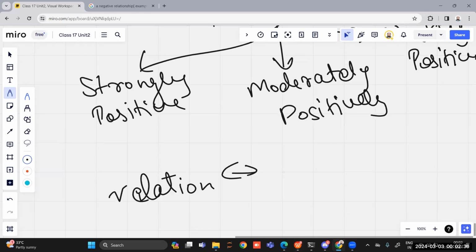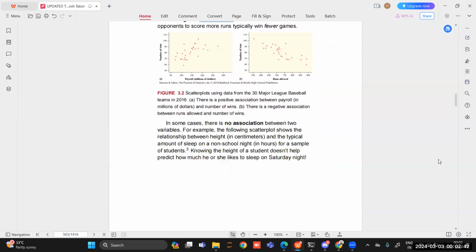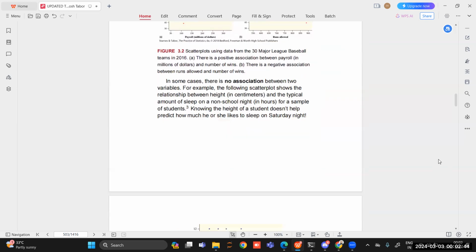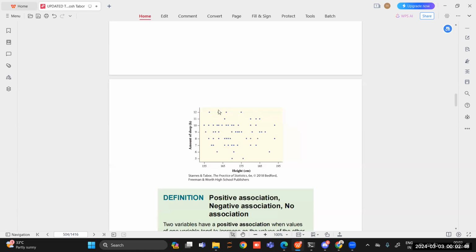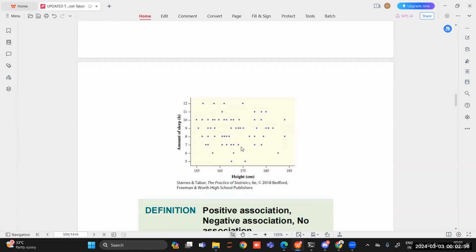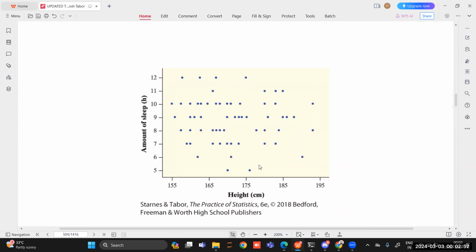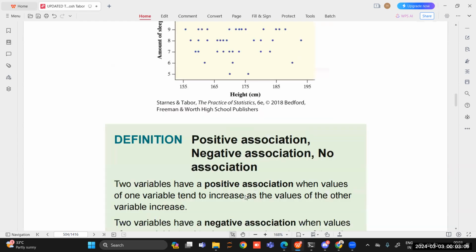Then association, the word association. Okay, you can use the word association. If there is no association, it means no pattern is found in the data. A good example he has given: height with amount of sleep. Does this affect height and amount of sleep? No, because there's no correlation. A man whose height is 185 centimeters can sleep for 10 hours as well as for 6 hours. There are different kinds of men.